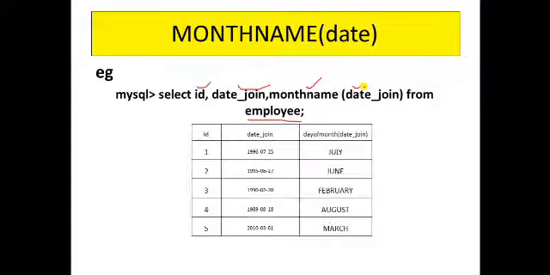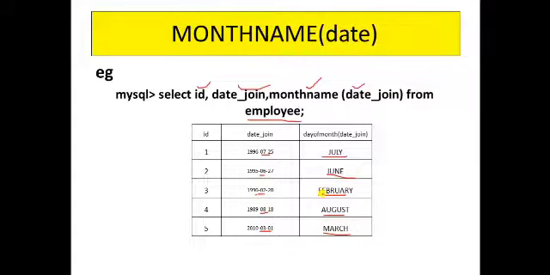Let's see what is the output. So 07 July, name of the month. 05 June, 02 February, 08 August, 03 March. So what has this function done? It has extracted the name of the month, a string value.